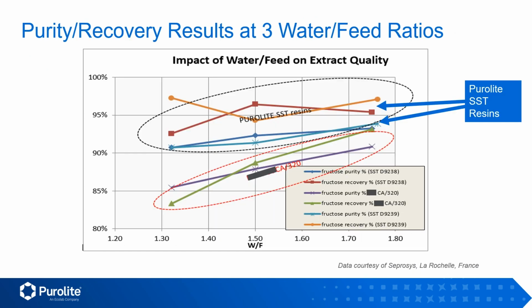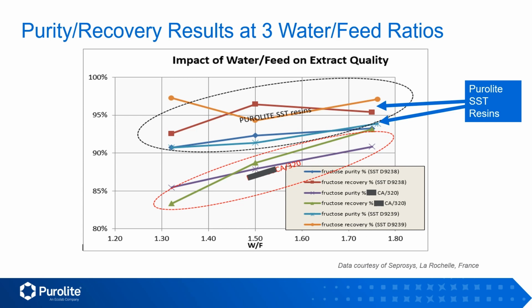We graphed the purity and recovery achieved by the 2 SST-PCR resins compared to the competitive resin at the 3 different water-to-feed ratios of 1.32, 1.5, and 1.75. The red and orange curves show the fructose recovery in the product stream of the 2 SST-PCR resins at the 3 water-to-feed ratios. The blue and light blue curves show the fructose purity in the product stream of the 2 SST-PCR resins at the 3 water-to-feed ratios.